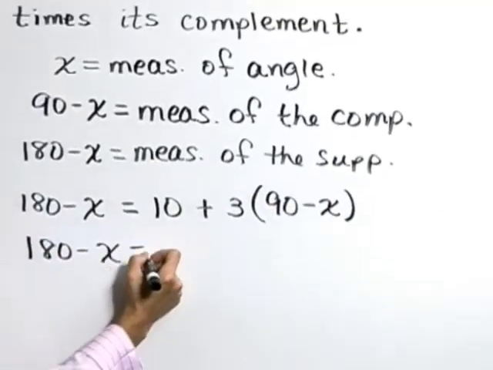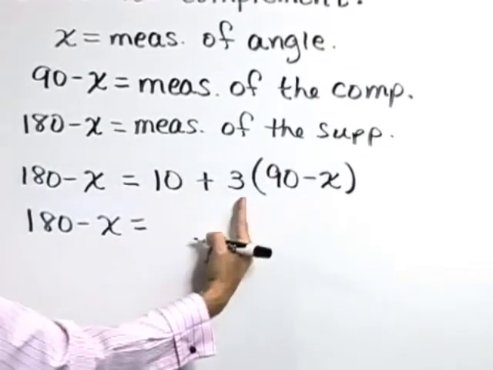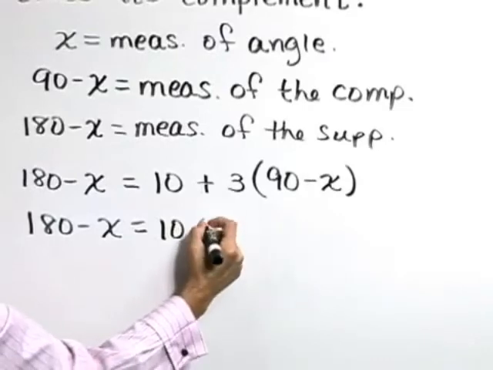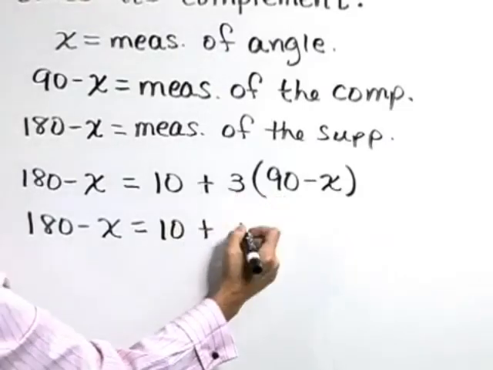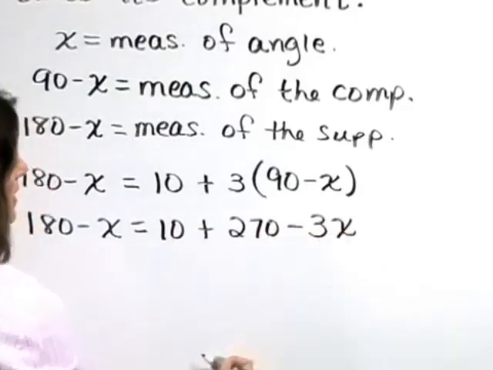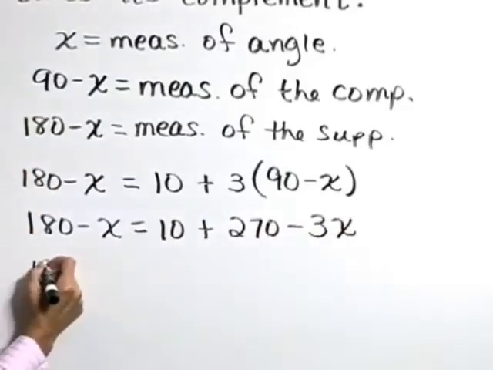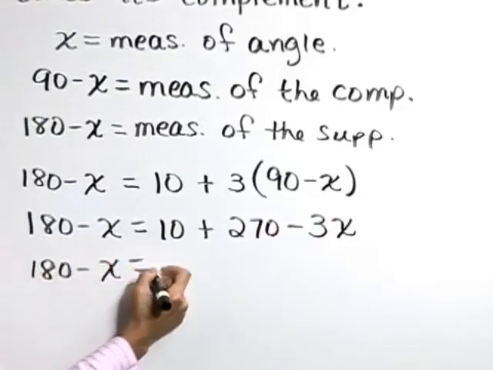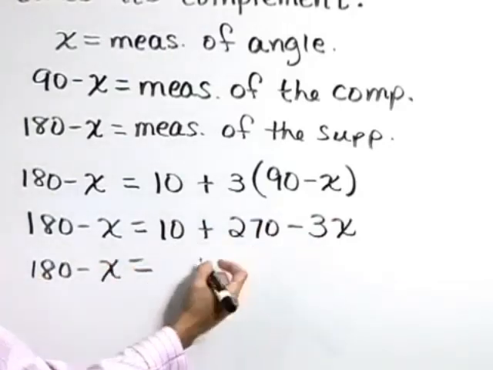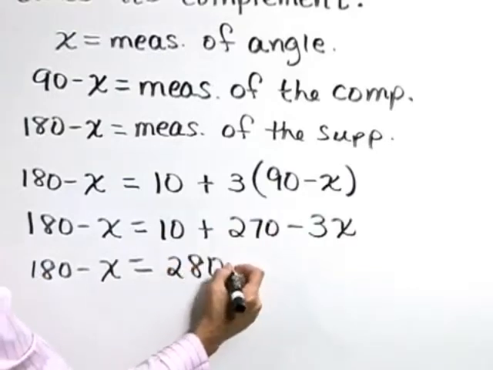Rewriting the left, and let's simplify on the right by distributing the 3 into parentheses. So the right becomes 10 plus 3 times 90 is 270 minus 3 times x. Let's next simplify on the right still by combining our numerical values. 10 plus 270 is 280.